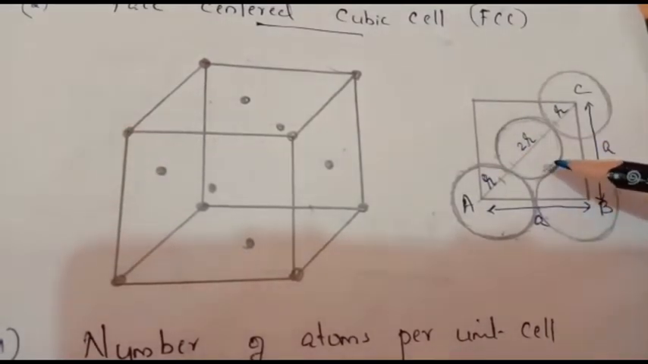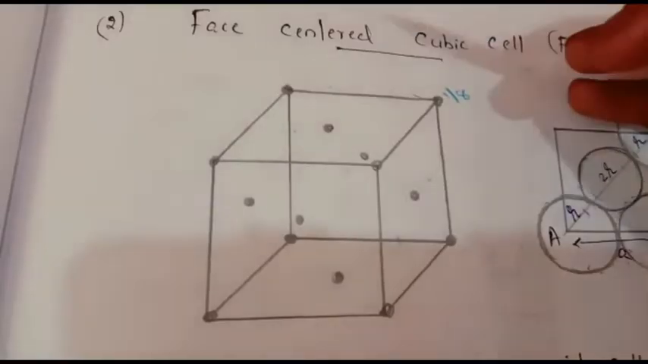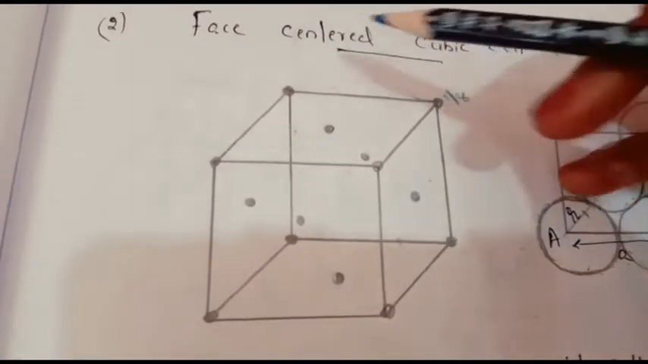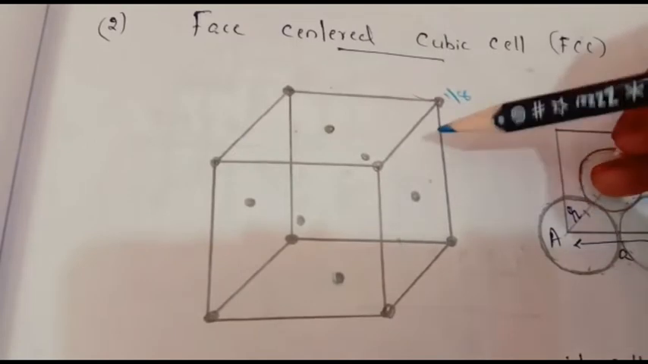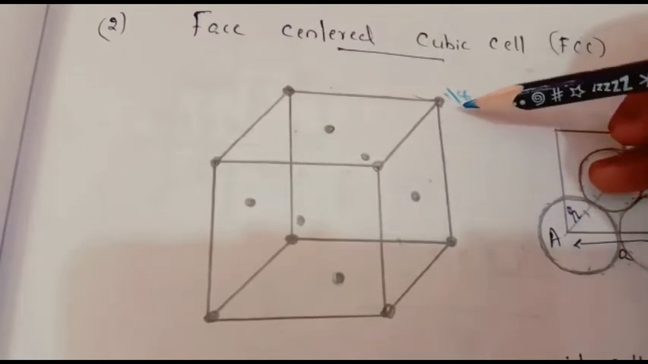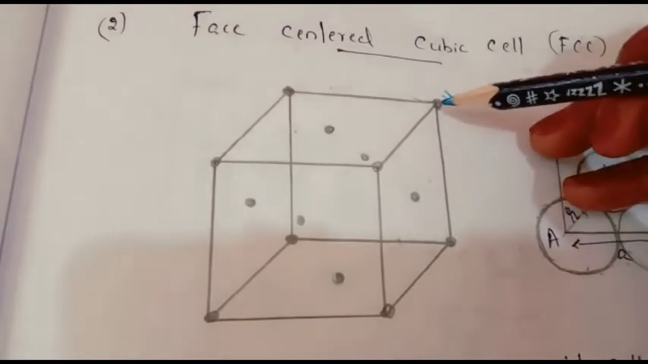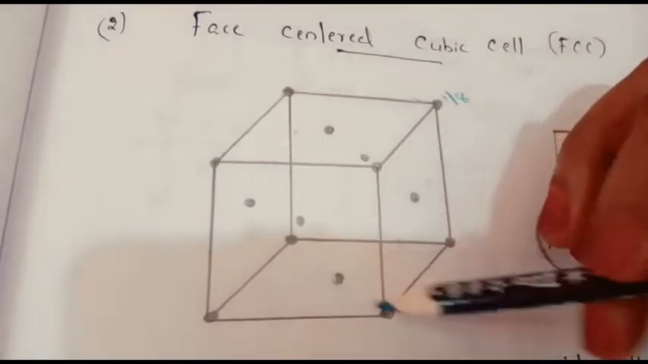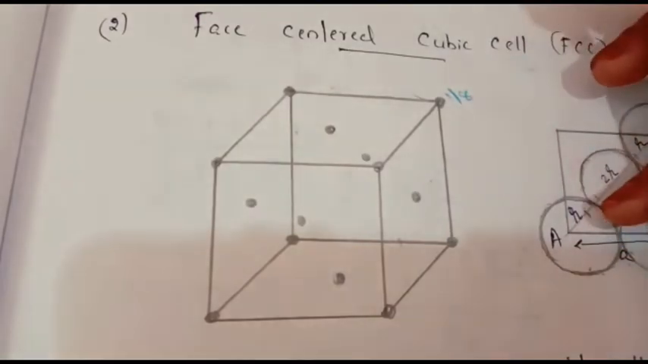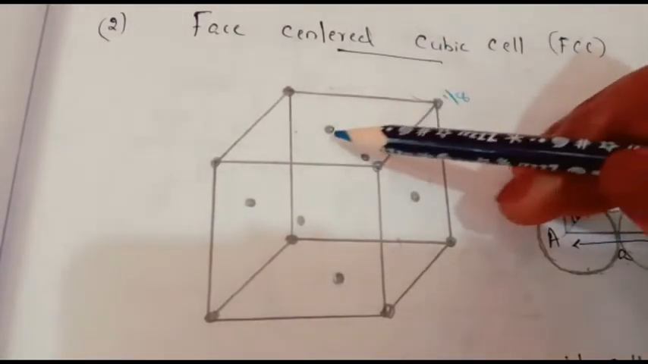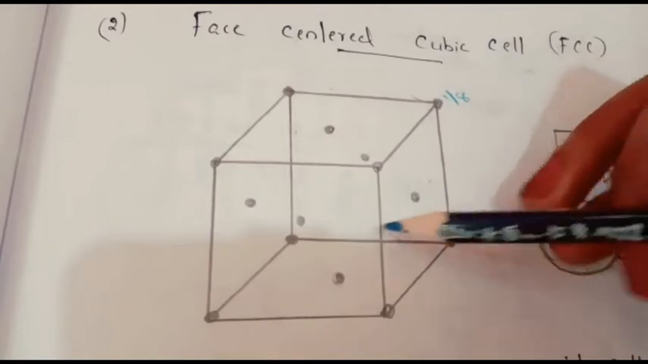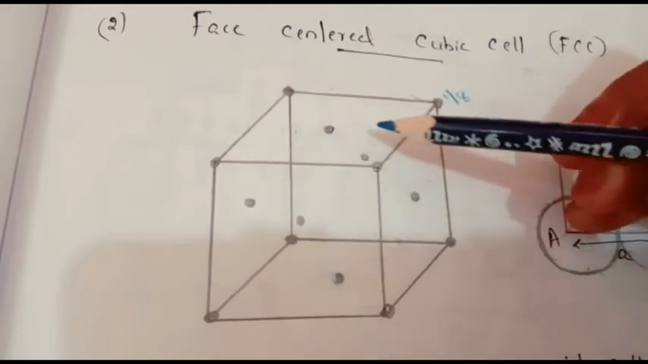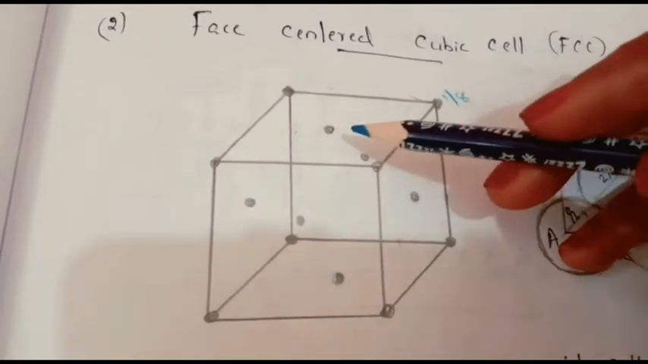Now we will discuss the number of atoms per unit cell in a face-centered cube. In a face-centered cube also, atoms are present at all 8 corners, and each corner atom is shared with 8 other cubes. So each corner contributes 1 by 8 of each atom. Here 8 into 1 by 8 will be 1. Then there is an additional atom at each face center, so a total of 6 atoms are present in the face centers.